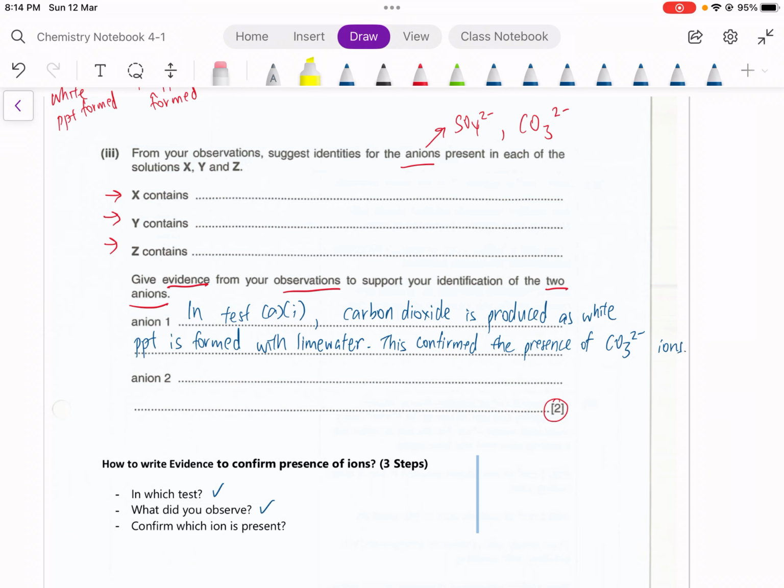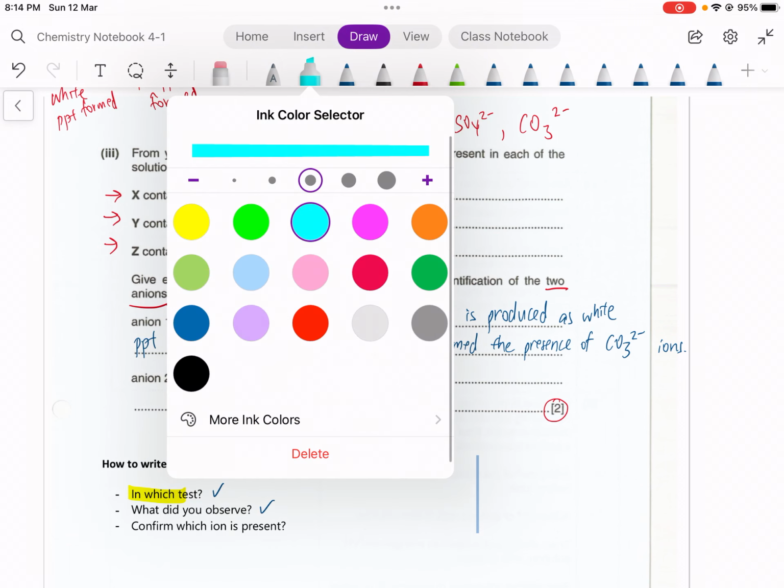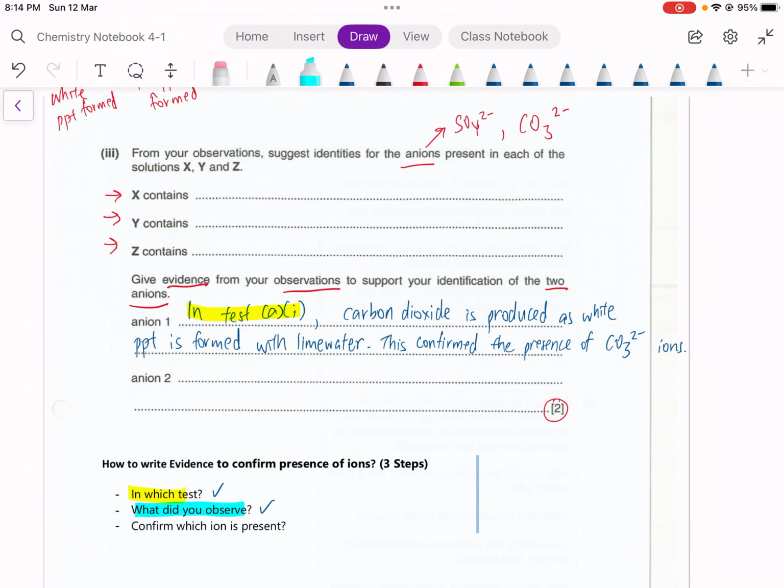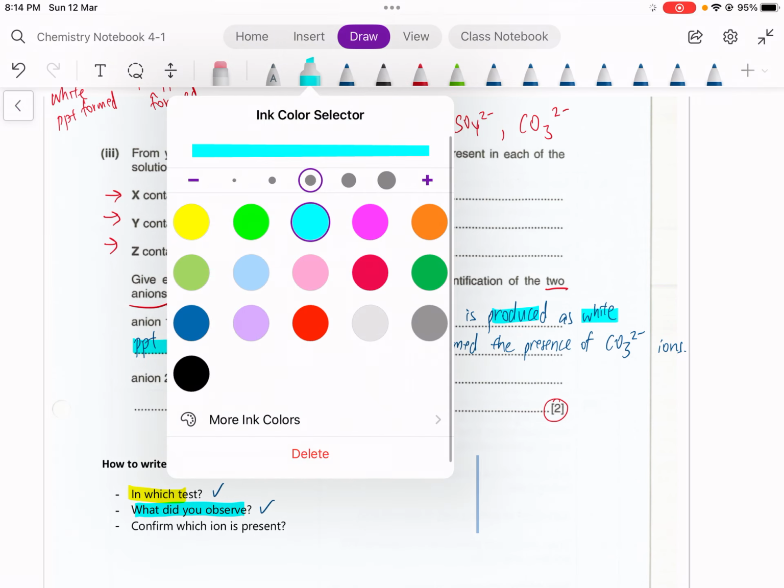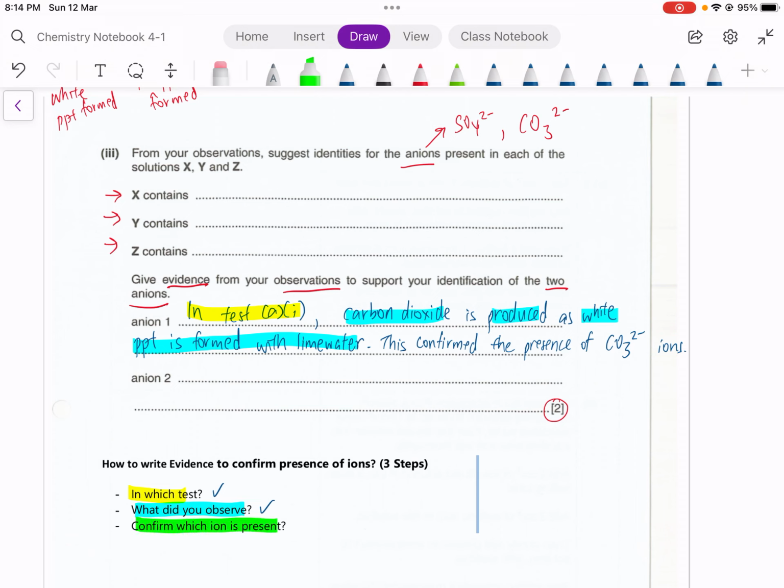First part, in which test, so that you can skip writing the whole procedure and save your time. Next, you write down your observation. What do you observe? Carbon dioxide gas is produced, and how do we know that this is produced? Because of what we observe in the test, because white PPT is formed with lime water. And then what does it tell us? It tells us that this confirms the presence of carbonate ions. So these are the 3 steps to write down the evidence to confirm the presence of ions. Once you follow this method, you can use it for cations and anions too.